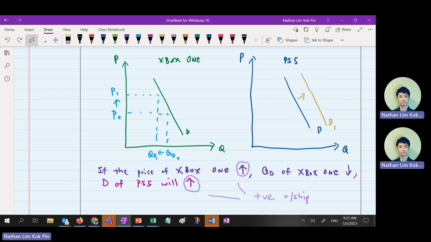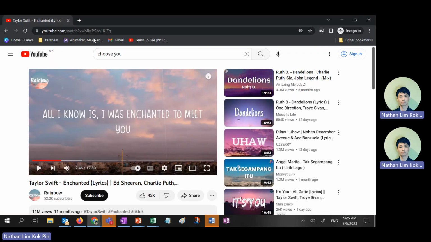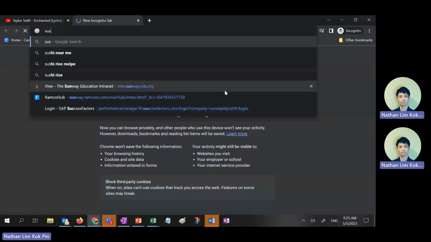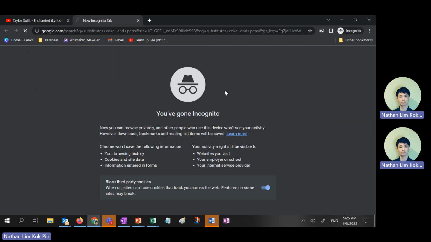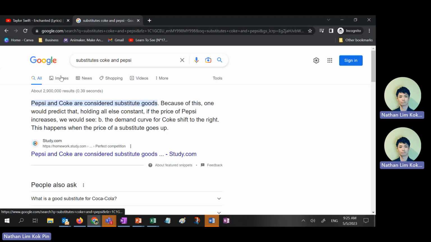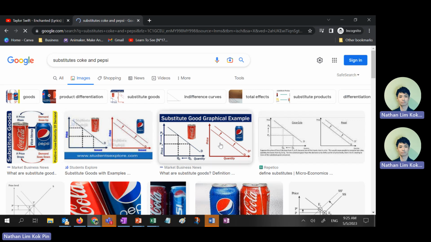Normally we put the movement along on the left hand side, because it's always the movement along first, then only it will lead to the shift. Make sense? You can Google and see, same thing. Substitutes in econs is very boring. They always use Coke and Pepsi. It's like it's been here for 100 years already, so I don't like to use Coke and Pepsi. If you like, up to you. So you see, always left hand side movement along.